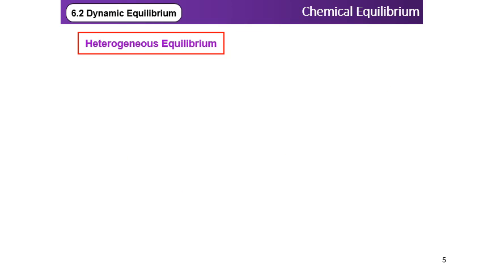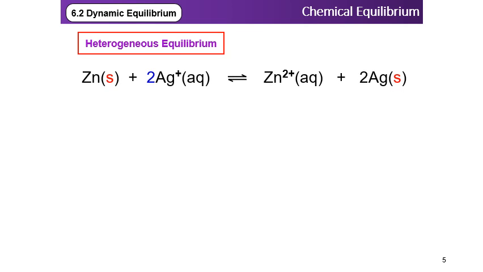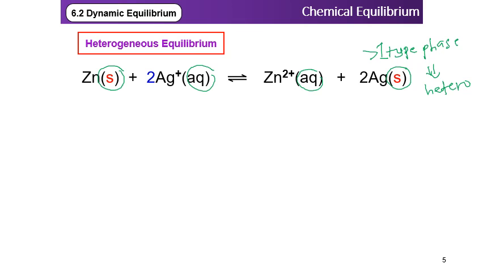Next, we are going to look at another example of heterogeneous equilibrium. This is the example of the equation. Why do we say this is heterogeneous equilibrium? If you notice in this equation, we can see there are solid, aqueous, and also solid. That means we have more than one type of phase. So that's why it is heterogeneous equilibrium.